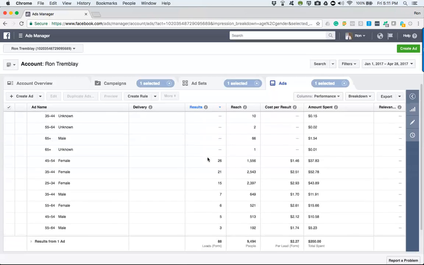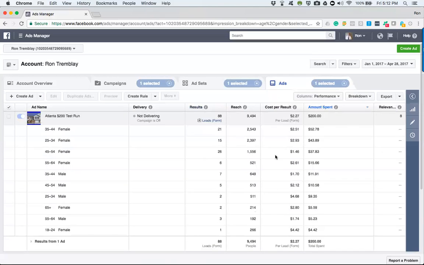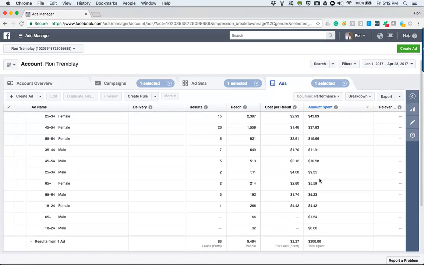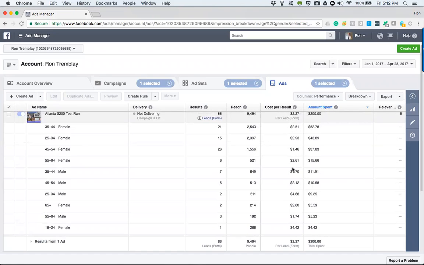Now, we don't have any crazy numbers as far as wasted spend, I would say. I mean, there's a little bit down here to where it was $4.42, $5.23. Honestly, that's not a lot of money, right? And we still are getting action. The lead cost is $4.42. Honestly, anything below $5 to me is a win, right?